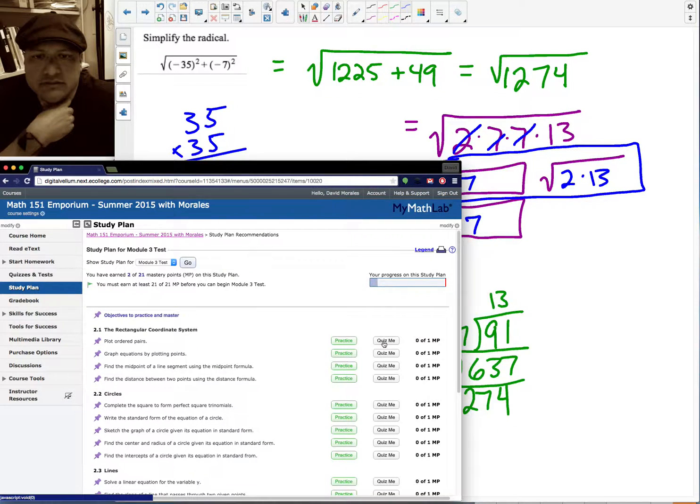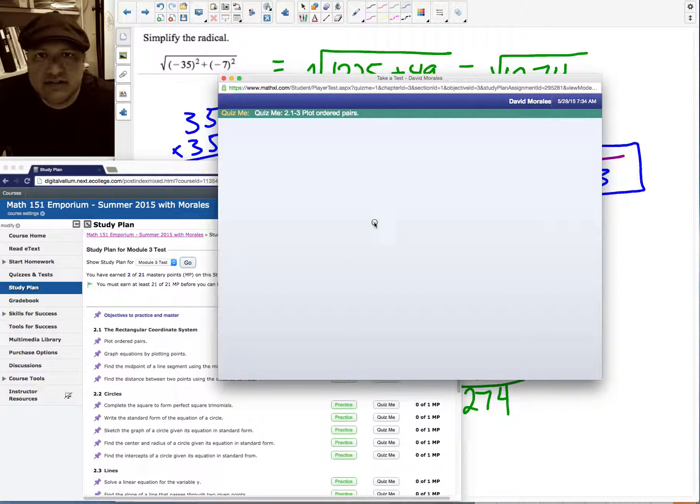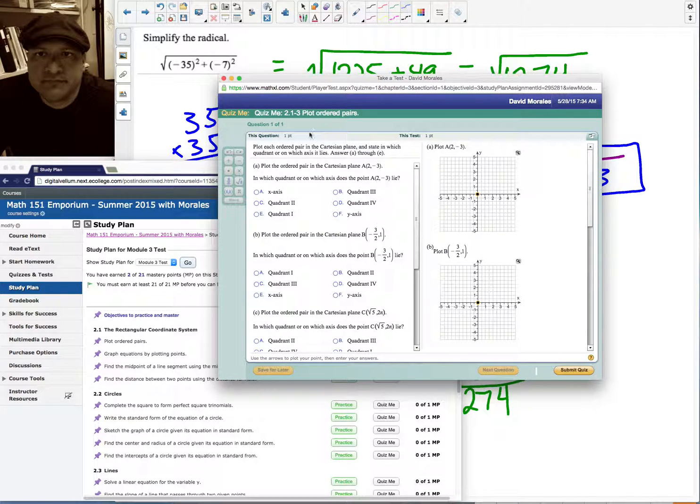Plot ordered pairs. Now here we're going to start using the graphing feature here. Plot each ordered pair in the Cartesian plane and state in which quadrant or axis it lies. Plot the ordered pair in the Cartesian plane (2, -3). So 2 is over here, -3 is down here.